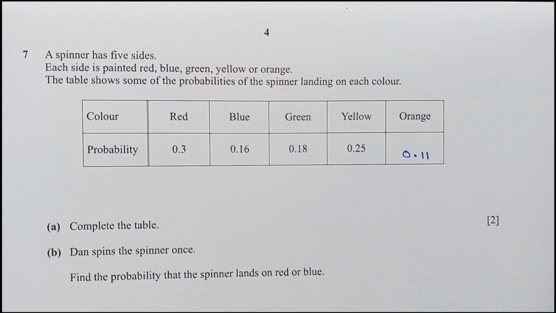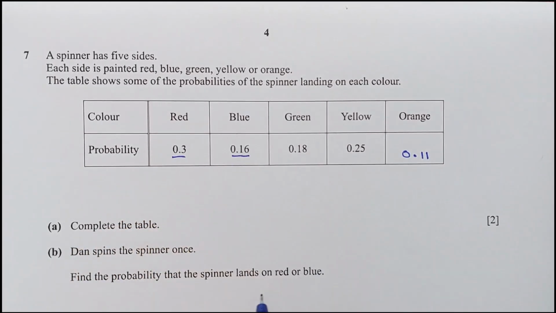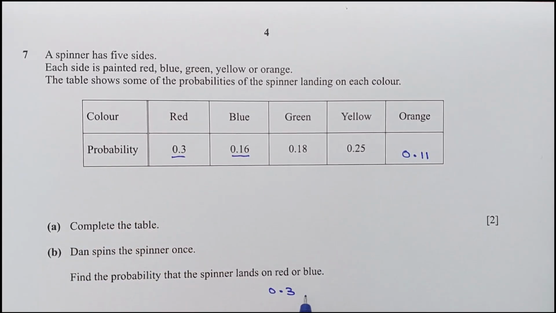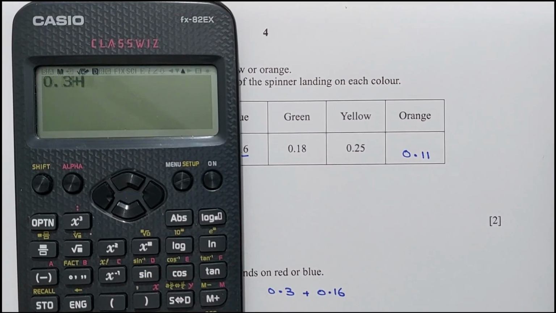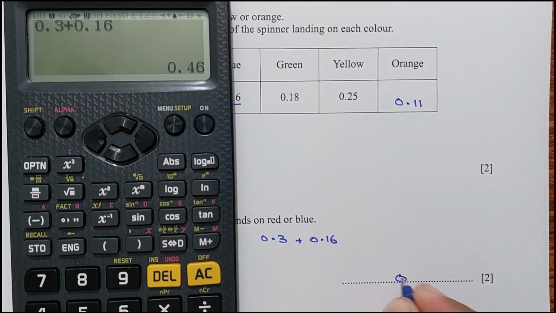Now for part B, the spinner is spun once. Find the probability that the spinner lands on red or blue. The probability of red, the probability of blue. For red it's 0.3, and 'or' means add blue, 0.16. So 0.3 plus 0.16 is 0.46.